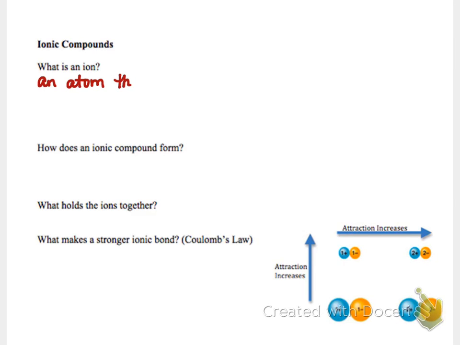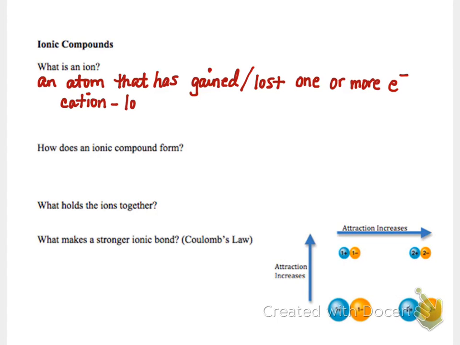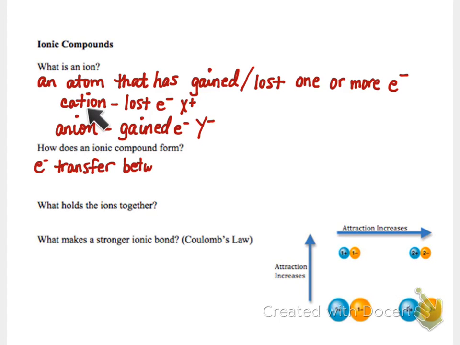So an ion is an atom that has gained or lost one or more electrons. There are two types of ions. Cations, which are positive because they have lost one or more electrons, and they have a plus. If it's a +1, we don't put the 1. If it's 2 or 3, then you put the number. And an anion, which happens because an atom has gained one or more electrons, and it has a negative charge.